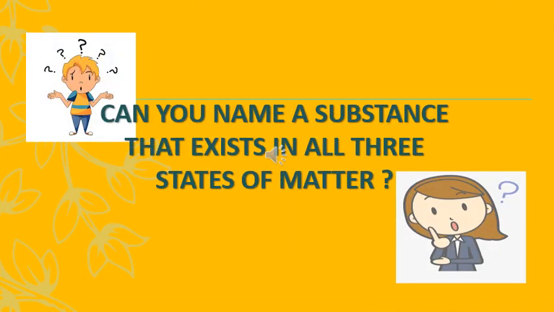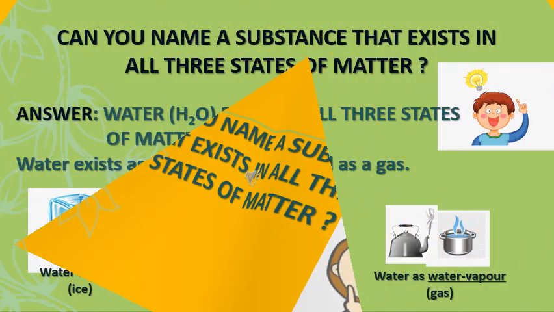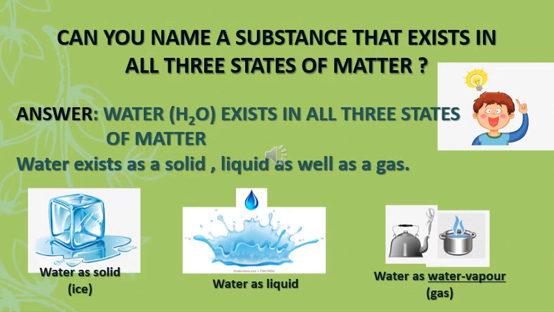Children, can you name a substance that can exist in all three states of matter? And it is very common, we use it in daily life. We can see that substance in solid state, in liquid state as well as in gas state. Think about it. And the answer to this question is water.